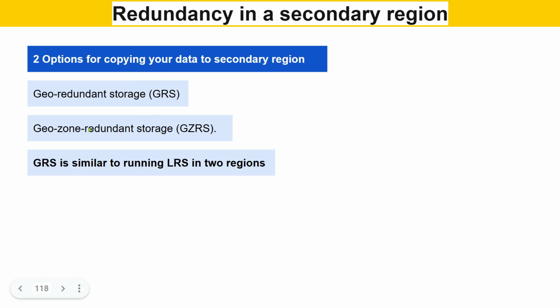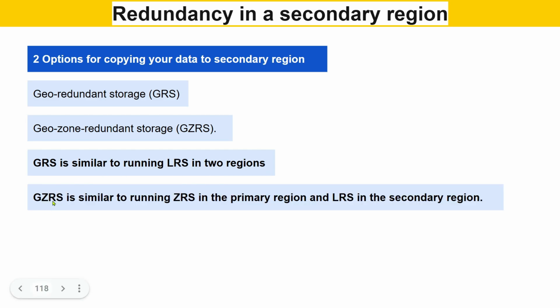Now if I go with the first option, GRS, GRS is similar to running LRS in two regions. So if I select the option GRS, then what happens? In my primary region, for example, let's take the example of Pune, in one of the data centers, in 3 devices, my data is stored. And let's take the secondary region as Hyderabad. So in Hyderabad, in one data center, LRS means single data center, in 3 devices, you have your data copied. So GRS is similar to running LRS in 2 regions.